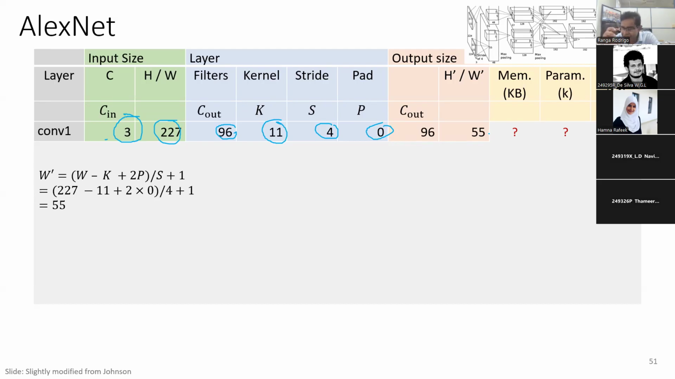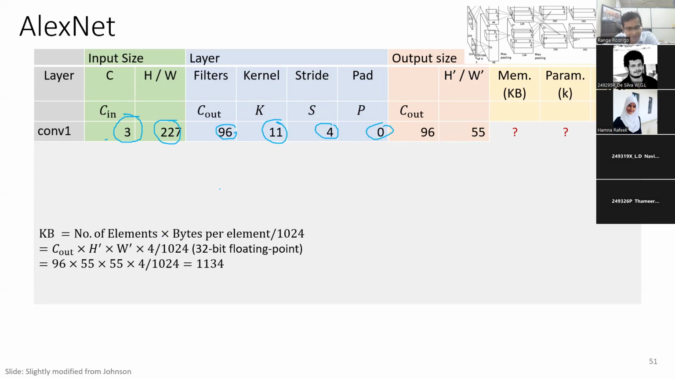So what is the size of the structure? 96 times 55 by 55. So 96 times the number of elements, times bytes per element, divided by 1024 to convert them to kilobytes. So output structure size is 96 times 55 by 55, times bytes per element. We need 32 bits for each of them, so 4 bytes, and then 1024 to divide. So that gives 1134 kilobytes.